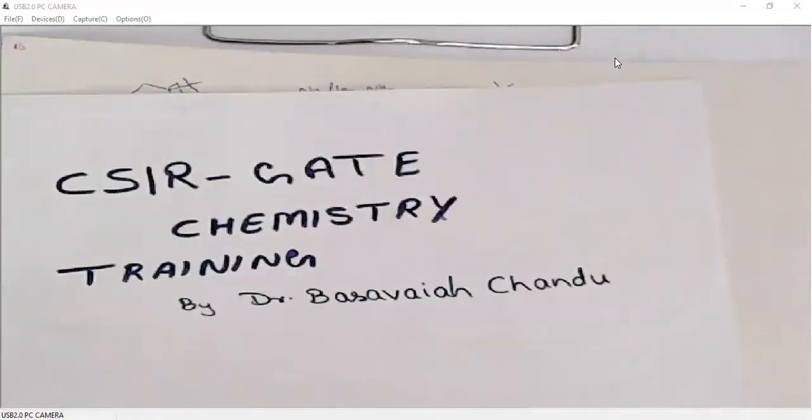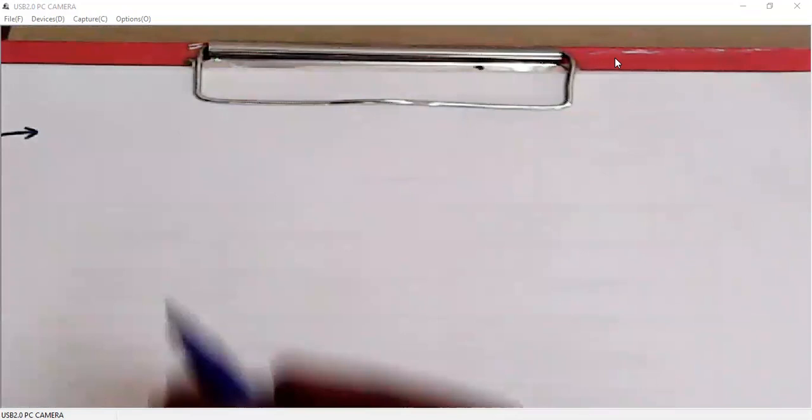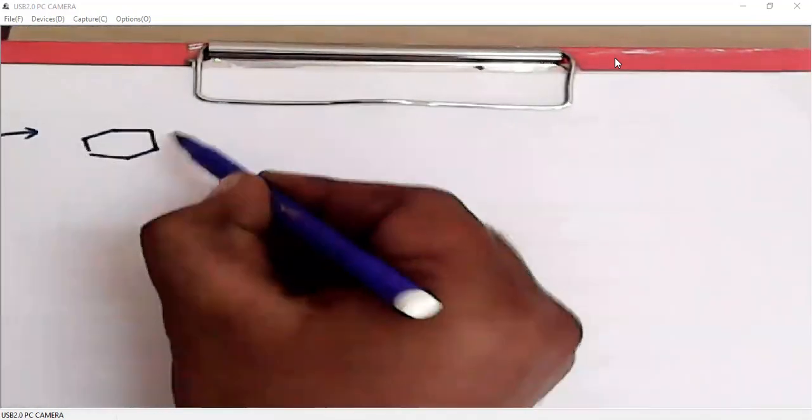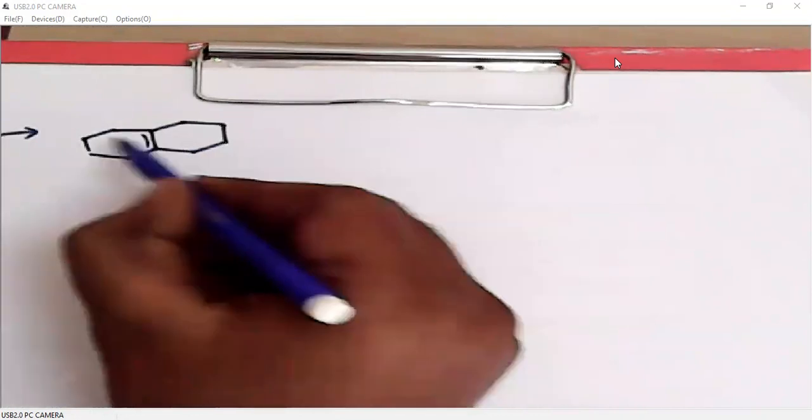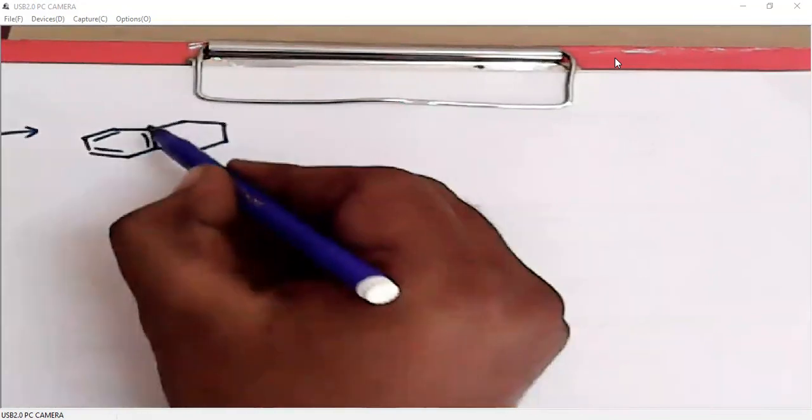We were discussing the Birch reduction reaction, so we will continue our discussion on Birch reductions. I will give some problems for practice, a little extension to yesterday's problems.